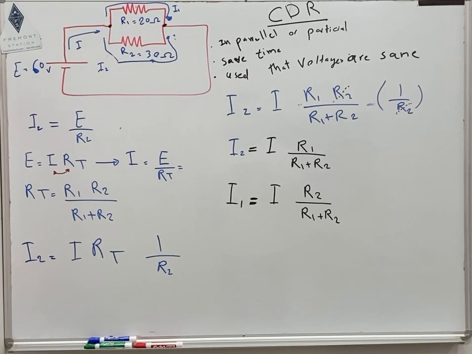So this is our circuit today. The E, if you see it here, is equal to 60 volts. This is the battery, and it goes like this. Then it becomes connected to two parallel resistors, resistor 1 and resistor 2. Resistor 1 is 20 ohms, resistor 2 is 30 ohms. They are common at two points.